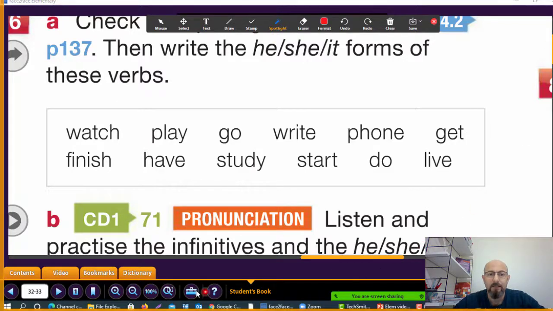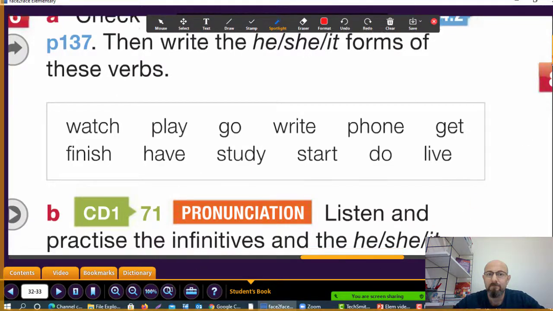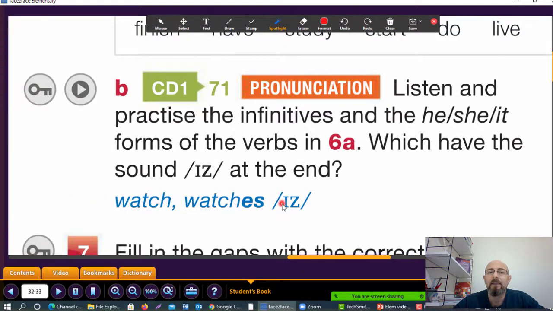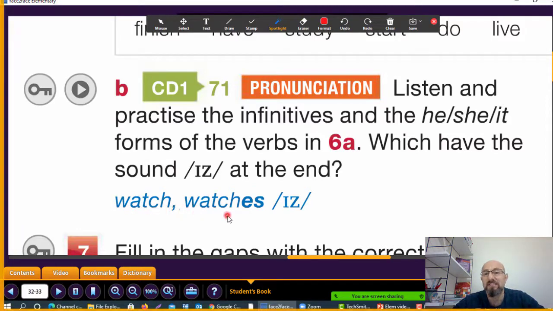Okay. Now, we have some verbs. When we add ES, we say "iz". We don't say watch, watch-es. No, watches. We say watches. Okay, let's listen to them together.